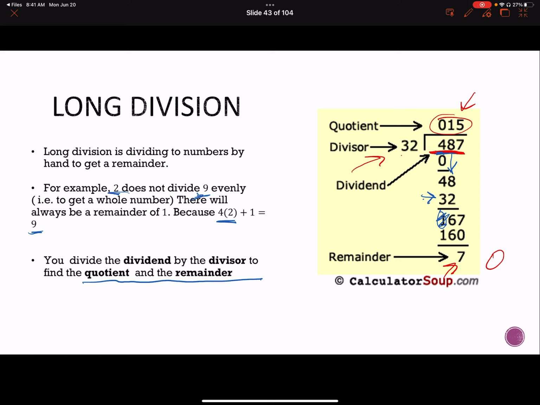So then we subtract 48 minus 32, that gives us 16. And then we pull down the next digit, that's always part of it. Okay, so then we have 5 times 32, that gives us 160. We subtract with a remainder of 7. So I'm gonna do that more neatly, but I wanted to have one typed out example for you. Thank you, Calculator Soup.